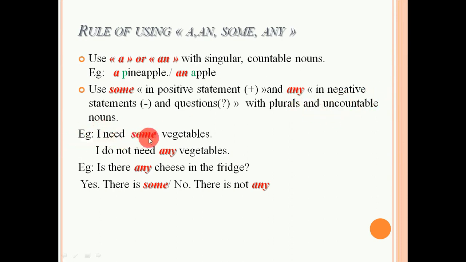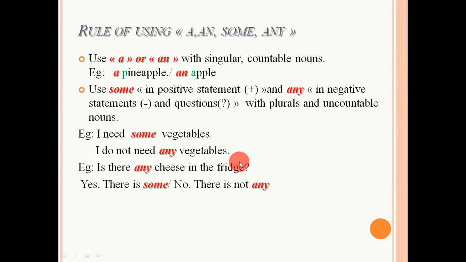Example: I need some vegetables. Some vegetables; vegetables is a countable plural noun. I do not need any vegetables. Negative form. Any means I don't need them anymore, I don't need the vegetables anymore.